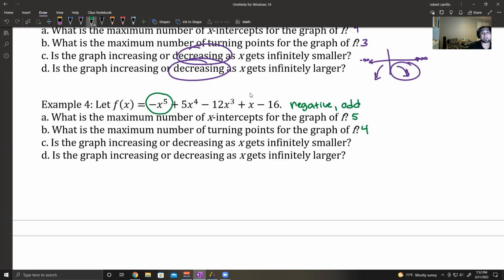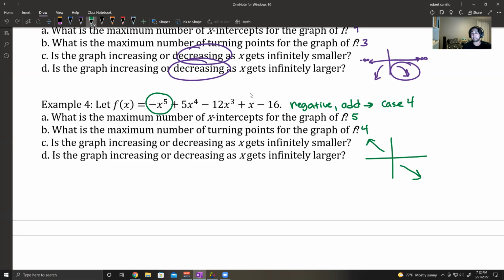All right. Now we are negative and odd. What case is that? Case 4. And remember, case 4 opens up to the left, down to the right.